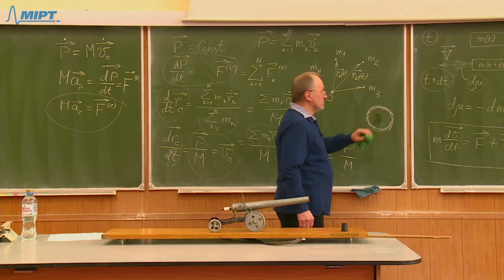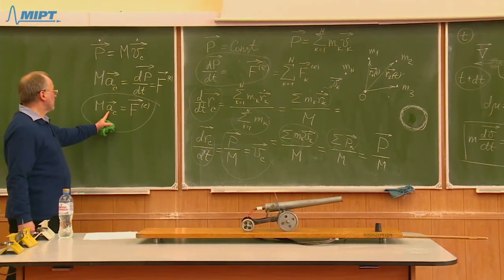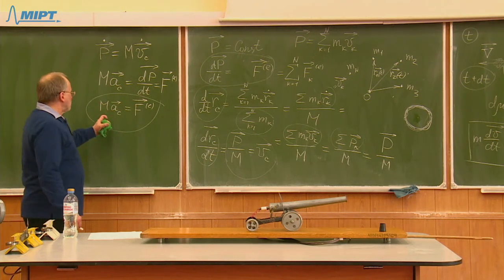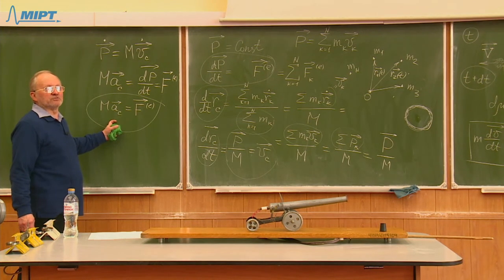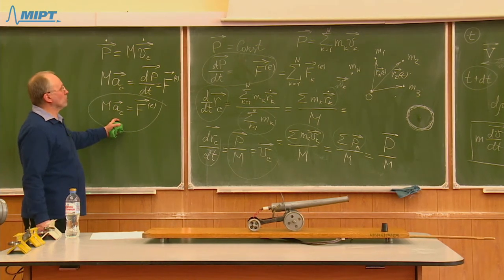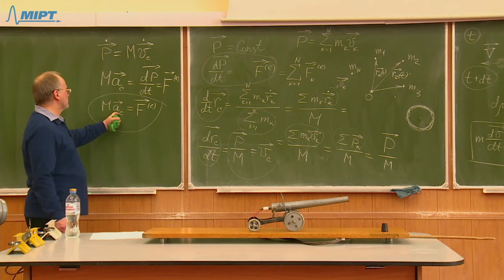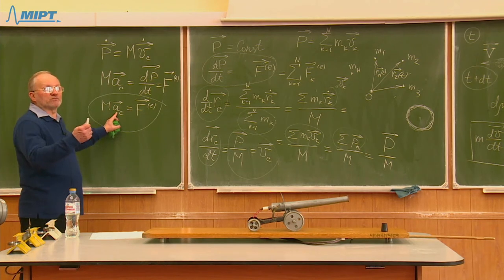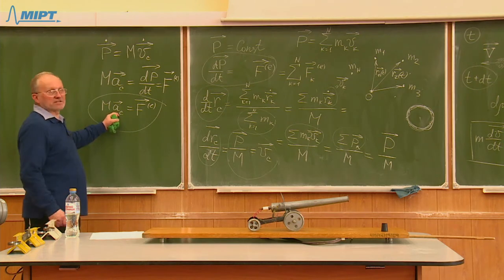It's an empty space. The imaginary point moves with some acceleration, which is called the acceleration of the center of mass, according to this law, which looks like Newton's second law. But in its meaning, it's not exactly Newton's second law, because Newton's second law says that if forces act on mass m, then this mass will accelerate with this acceleration. But here we have something different. This is the acceleration of some imaginary point which does not coincide with any mass point. It's an imaginary point in empty space in most cases.